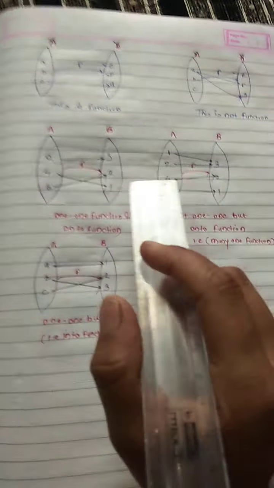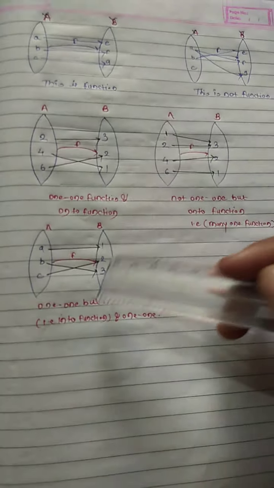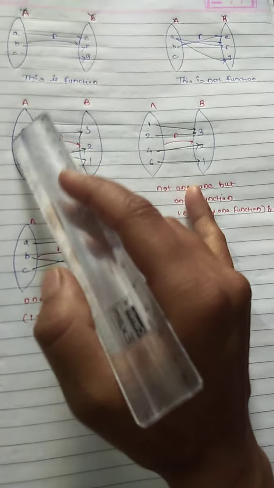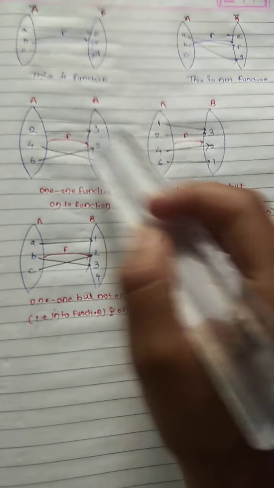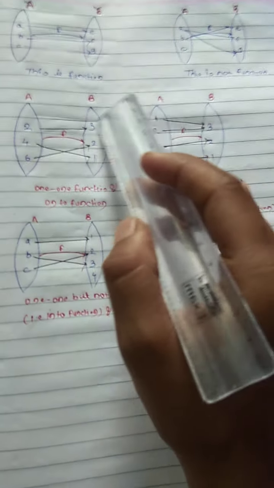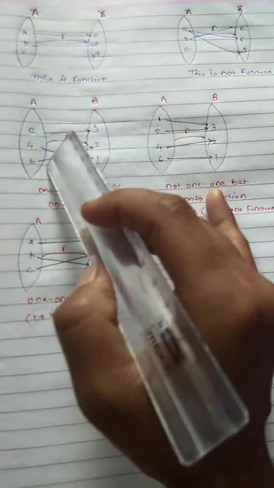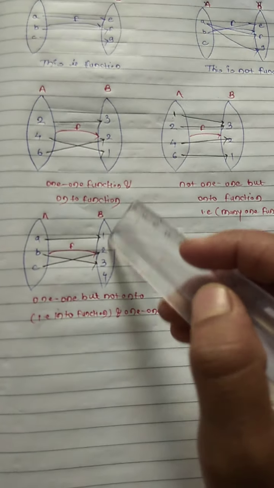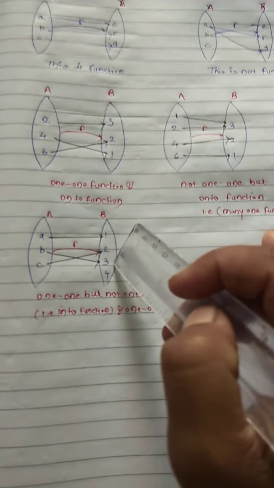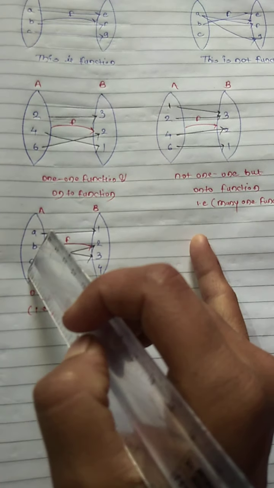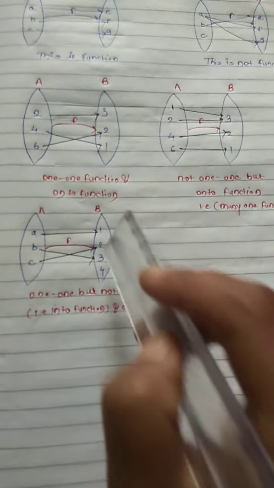See here, this one is an onto function and this one is not onto, because every element in B has a pre-image. Pre-image of 1 is 4, pre-image of 2 is 6, and pre-image of 3 is 2. So every element in B has a pre-image. It is called onto function. But this one is not onto function because not every element in B has a pre-image in A. That is, 4 has no pre-image in A. So it is not onto function.